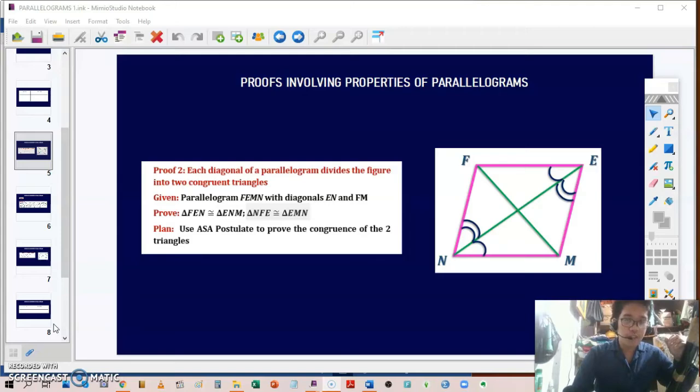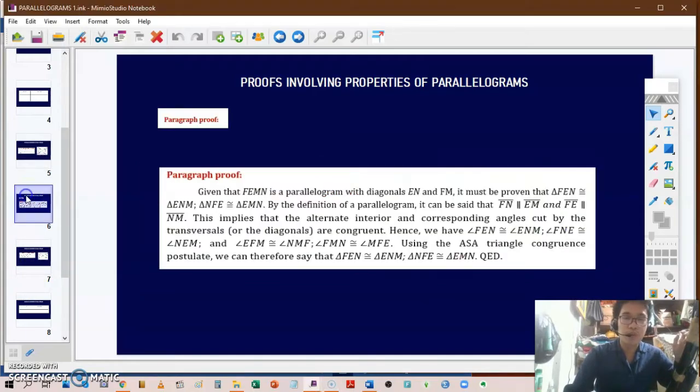So I want to prove that triangle FEN is congruent to triangle ENM, and triangle NFE is congruent to triangle EMN. We're going to try to use the ASA, or the angle side angle triangle congruence postulate, in order to prove this problem. Okay, so we have here our proof.